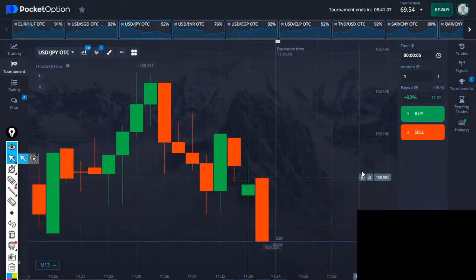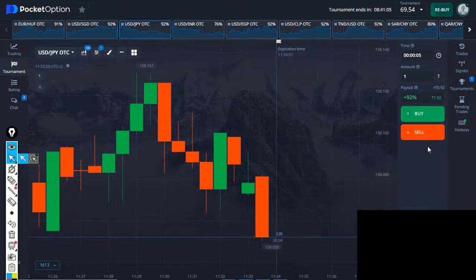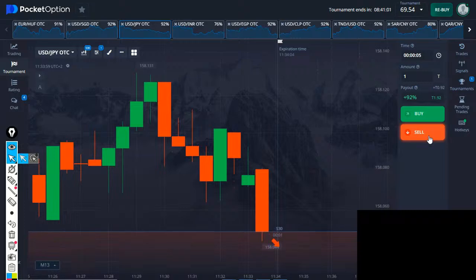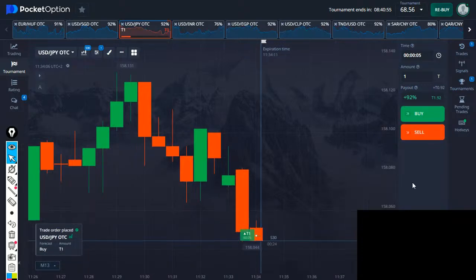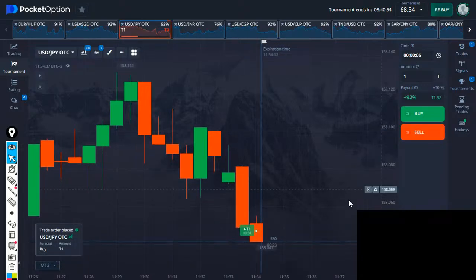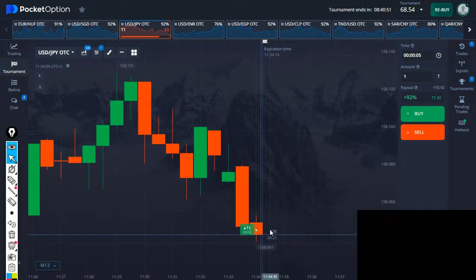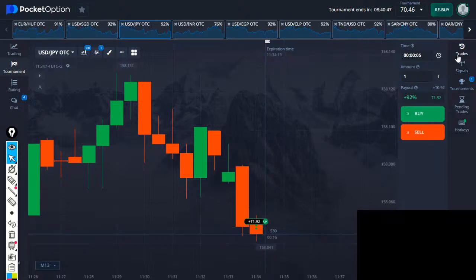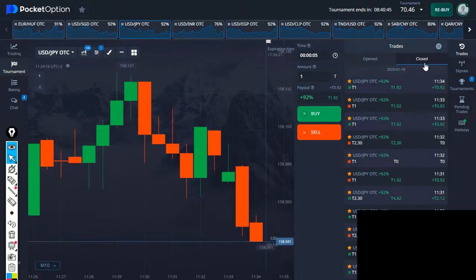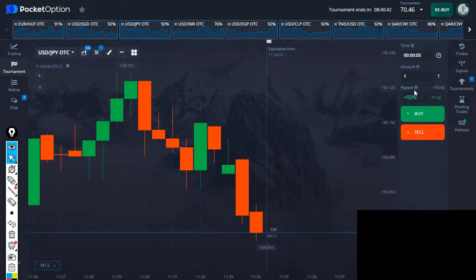Come on, baby. Give me red on the next one. Look at this. Gap up and red. I'll take it. Give me red. No, it's a green. I go for a buy. Look at this. I wanted red on this one. It's a win. Okay. How did I take a sell? I took a buy. Okay, no problem.